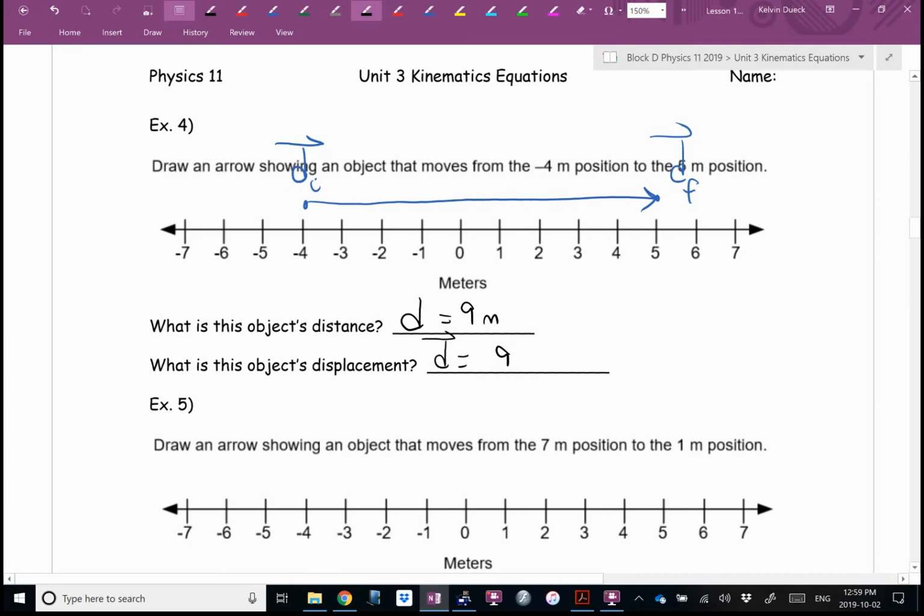Which direction has this object traveled, Kyle? To the left or to the right? How could I show that? I could write the word right, I guess, but what's a shorter way to show to the right? Are you positive? Yeah. Okay. So you could say 9 meters right, I'd give you full credit, or you could just say positive 9 meters. And in fact, if you didn't put the plus sign there, I'd assume you meant it to be there. In this case, the distance and the displacement have the same magnitude.